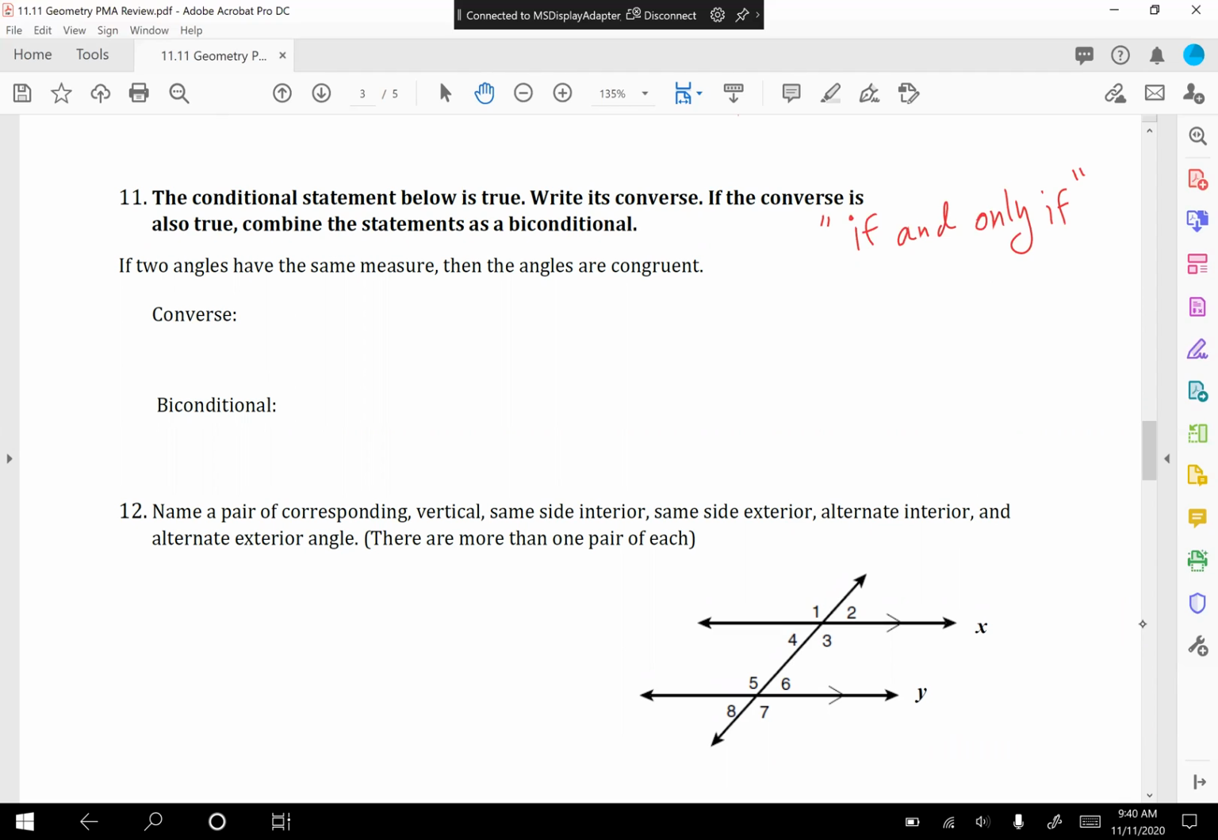So if two angles have the same measure, so having the same measure, that's P, then the angles are congruent, that's Q. So now the converse, you just switch that. So what? If two angles, and now we have to put Q, so are congruent. Then, what does that mean? They what? We put Q, I'm sorry, we put P, then they have the same measure.